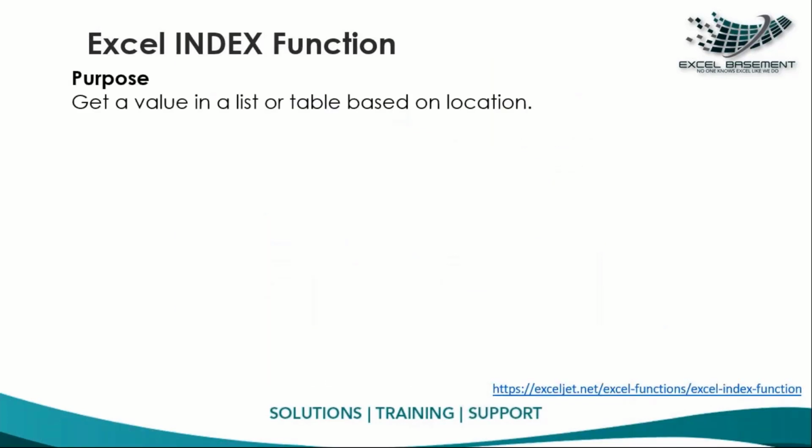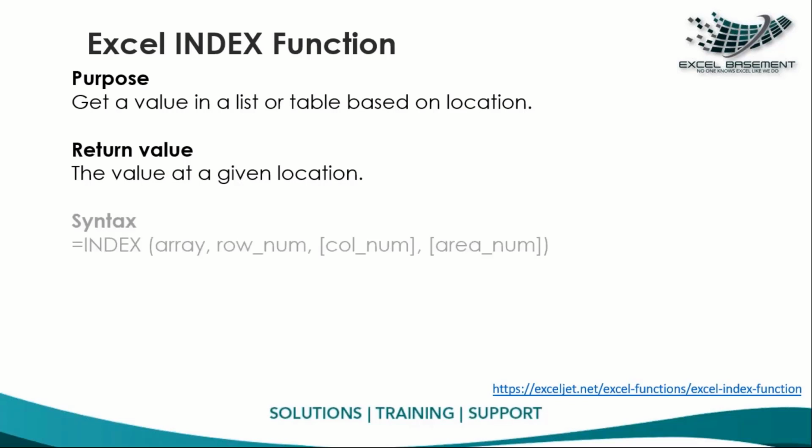Okay. So the purpose of the index function is to get a value in a list or a table based on location. So location will be identified by the match function, and the value will be given by the index function. So definitely a return value will be a given specific data from that location.